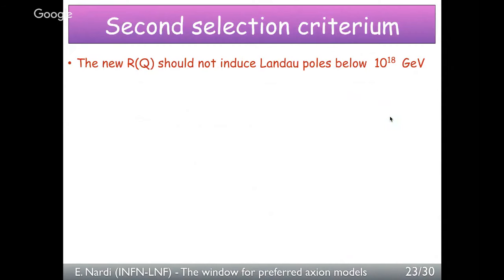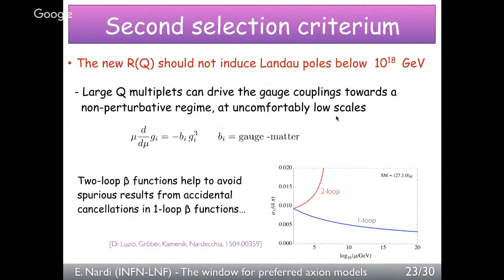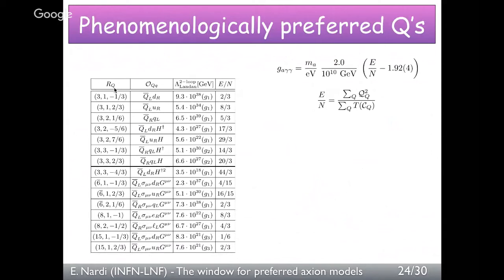And then the second criterion is that the beta function should not drive the coupling to explode below a scale. We take it to be 10^18 GeV, just to avoid comments or maybe objections, because it's known that quantum gravity contributions tend to delay the occurrence of Landau poles. The sign of the contribution is known. But at 10^18 GeV, you can expect that those contributions are still negligible. So that's the list of the possibilities.